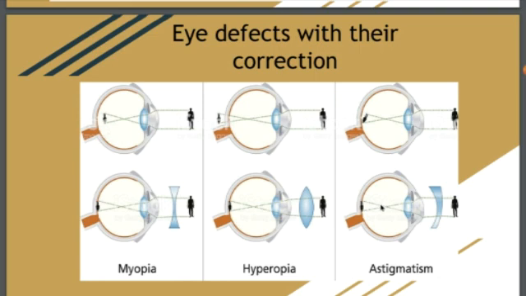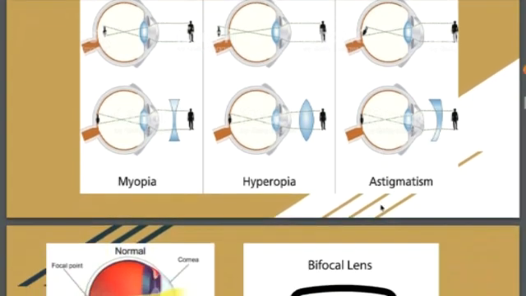The other defect is astigmatism. It is the defect in which some parts of the object are seen in focus while others are blurred. This arises due to the uneven curvature of the cornea. This is corrected by using cylindrical lenses.